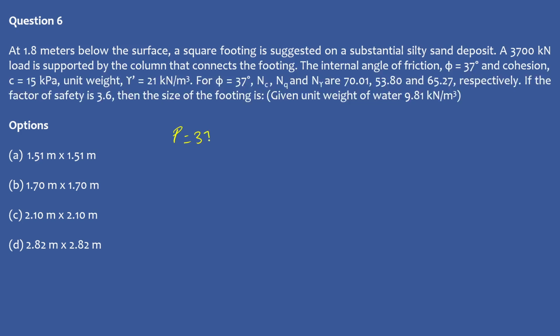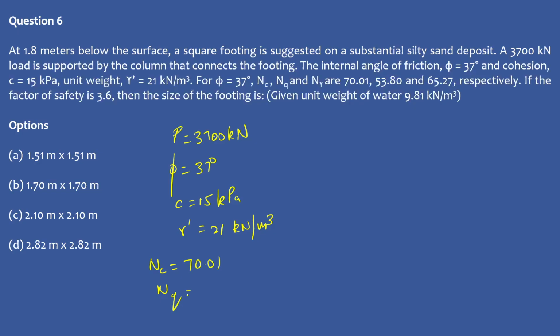You are having P, which is 3700 kilonewton. The internal friction angle is 37 degrees. Cohesion is 15 kPa. Gamma dash is 21 kilonewton per meter cube. Nc, Nq, and N gamma are given to you, where Nc is 70.01, Nq is 53.80, and N gamma is 65.27, right? Factor of safety value is 3.6. Then you need to calculate the size of the footing. Yeah, please do this.